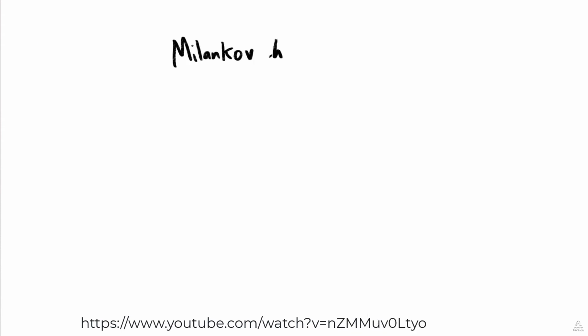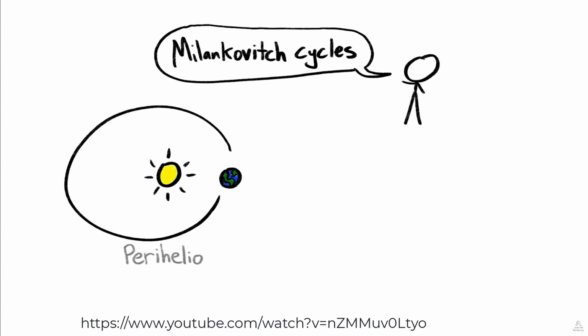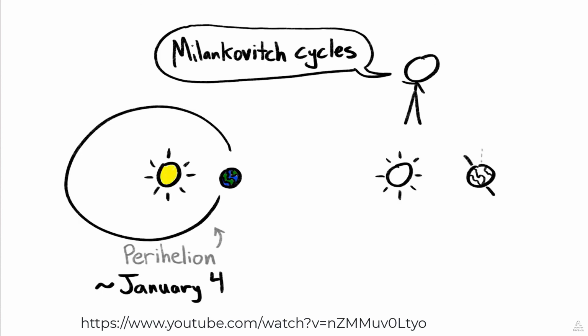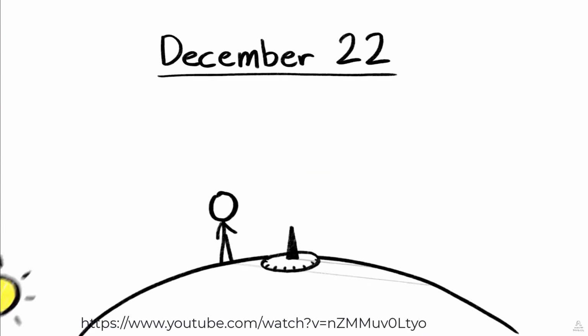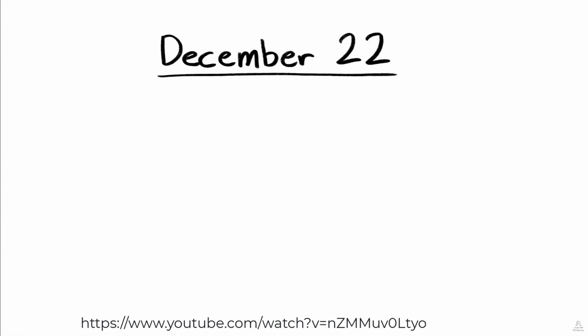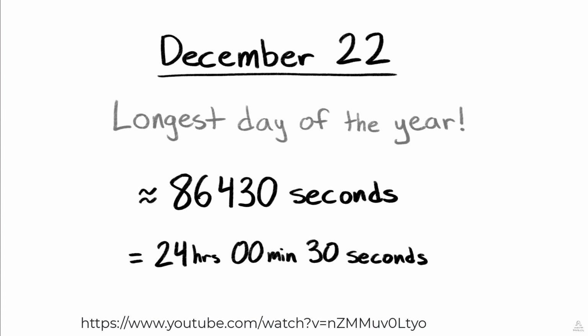Now, by a strange coincidence, we live during a time in geologic history when the Earth's closest approach to the sun happens almost perfectly to coincide with one of the two times of year when the Earth's tilt is oriented directly towards the sun. So these two day lengthening effects add up, and on December 22nd, the length of a solar day as measured by a sundial will be the longest it is all year, 86,430 seconds, for a grand total of 30 extra seconds.